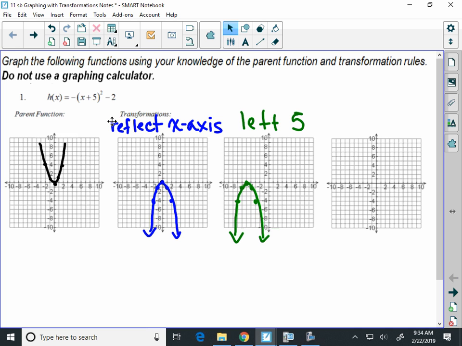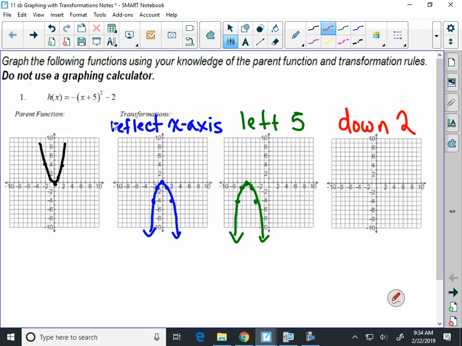Thirdly, and lastly, we have minus 2 in our equation, and we're reading the equation from left to right. Minus 2 means that we're going to take this green graph now, and we're going to move every point on that green graph down 2.